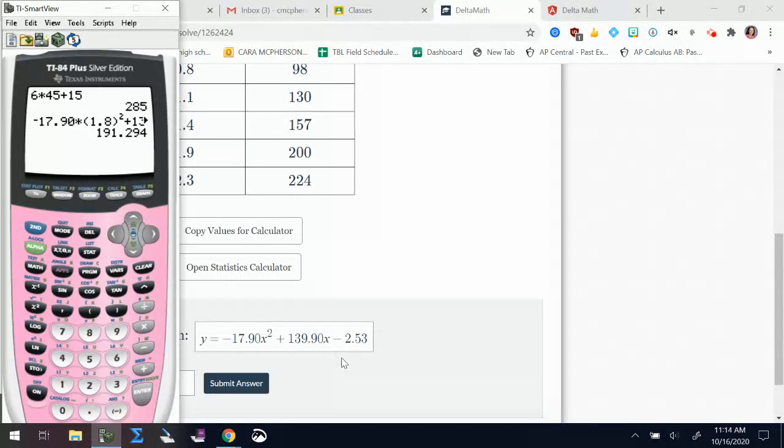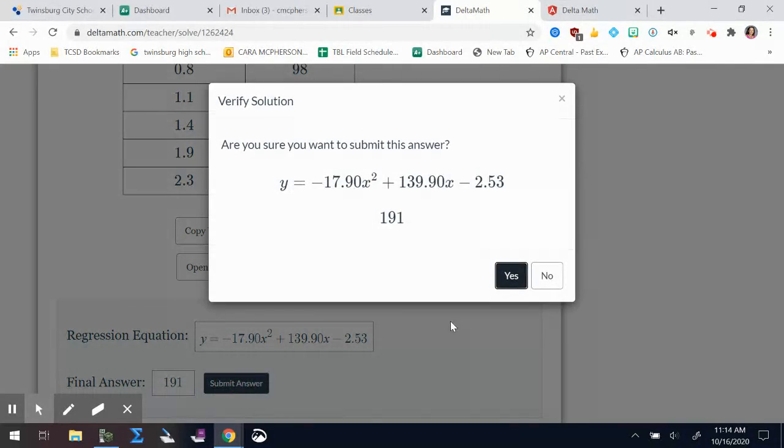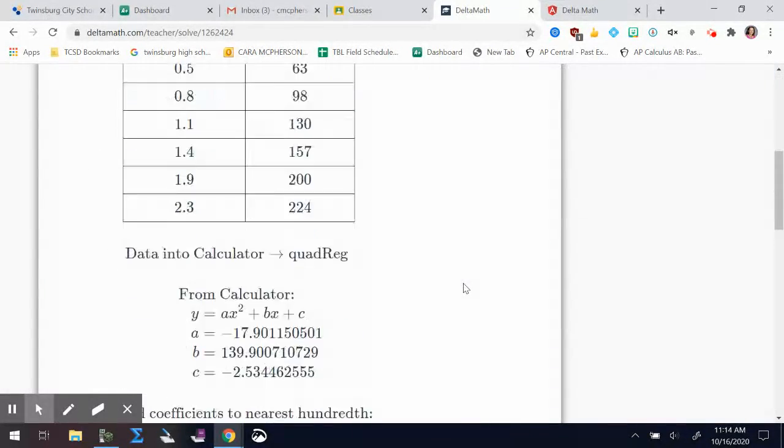It does want your answer to the nearest whole number, to the nearest foot. So we're going to just put 191. And that answer makes sense because if you look back to your table, at 1.9 is about 200. So the idea at 1.8, it's around 191 with this best fitting parabola, would be an answer that would seem very valid. We're going to type it in, and there we go.